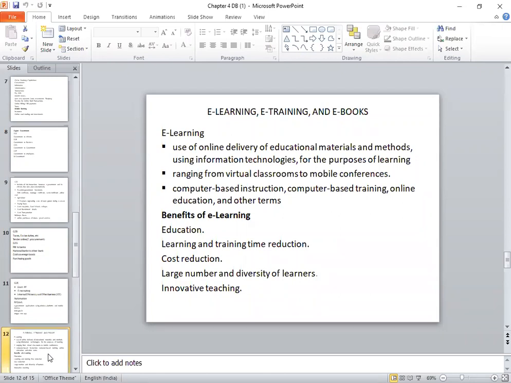Now here, whenever there is something new, suppose a new course is there and a person is interested, tomorrow if your recruitment is dependent on that particular course or how much you achieve, the grade, then definitely a person will think of adding value through gaining this additional information, additional knowledge. So that's why education is the first point here. Learning and training time reduction.